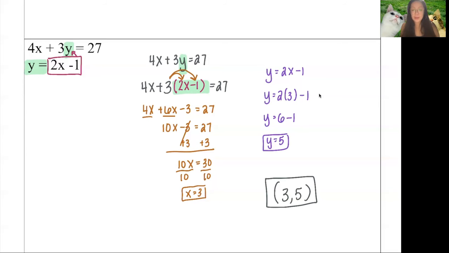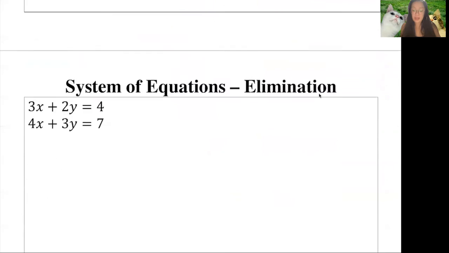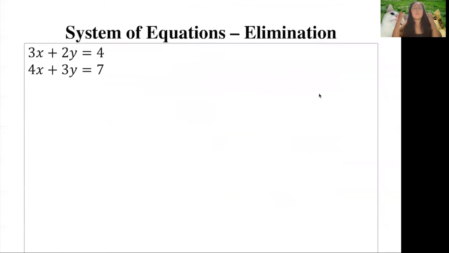Next, we'll talk about solving a system of equations by elimination. Remember, to solve a system of equations by elimination, we need opposite coefficients. If you take a look at your coefficients right now, I have a 3 and a 4. Those are not opposites. And I have a 2 and a 3. Those are not opposites, right?